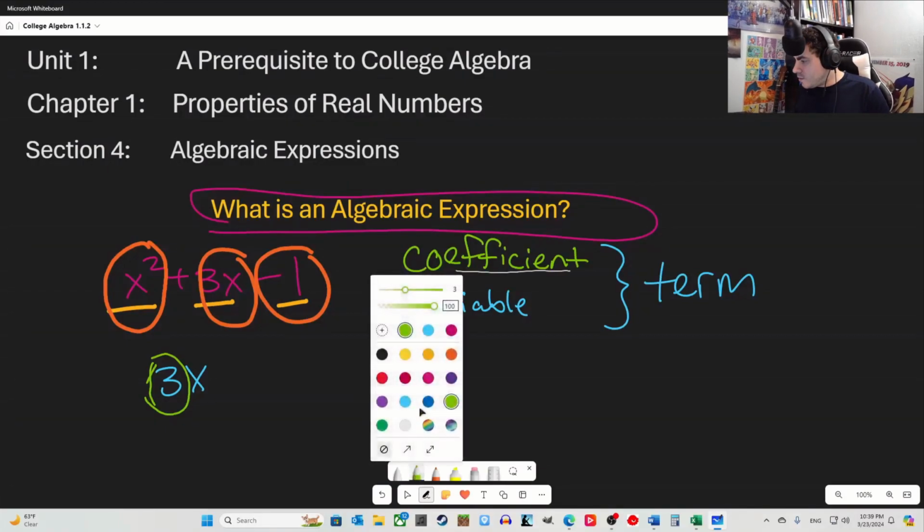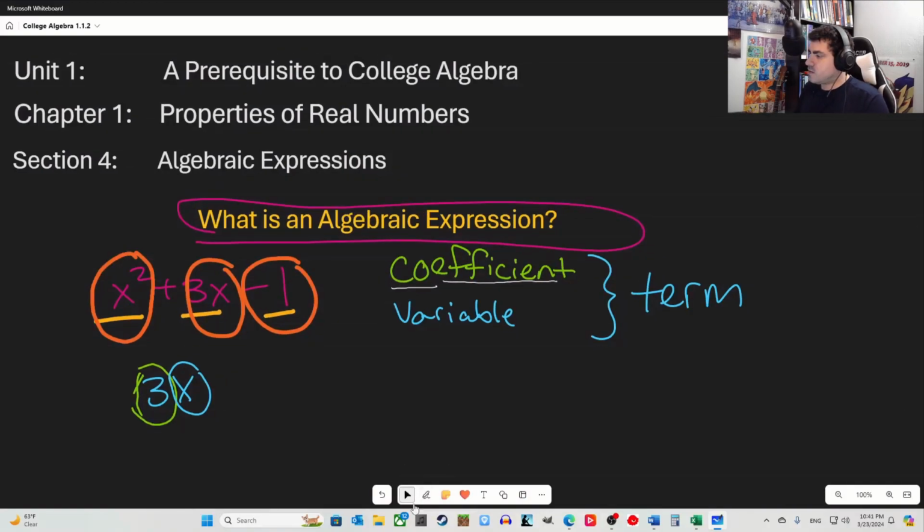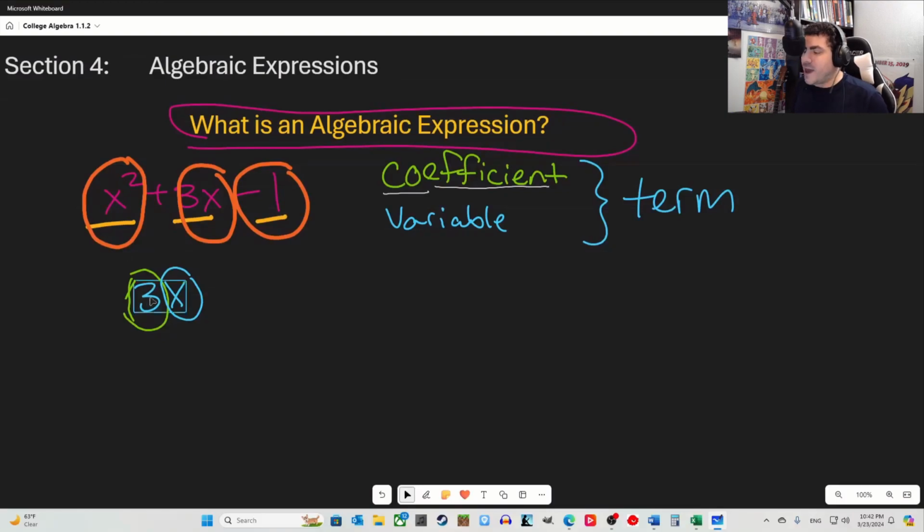Your variable here is the number represented by a letter. So your coefficient never changes, and it always works with your variable. Let's throw another equation up here. I'm going to show you, it doesn't matter what the equation is. So you saw that right here, this 3x. You have a coefficient. You have a variable.